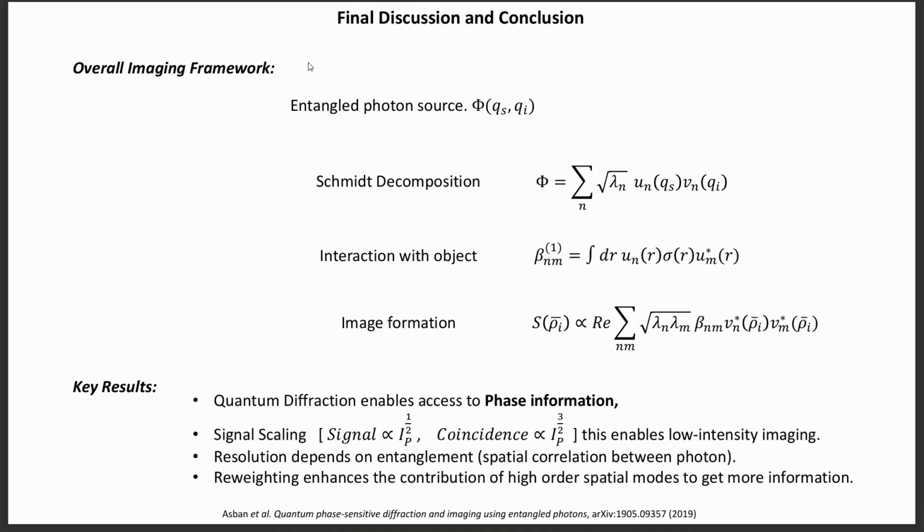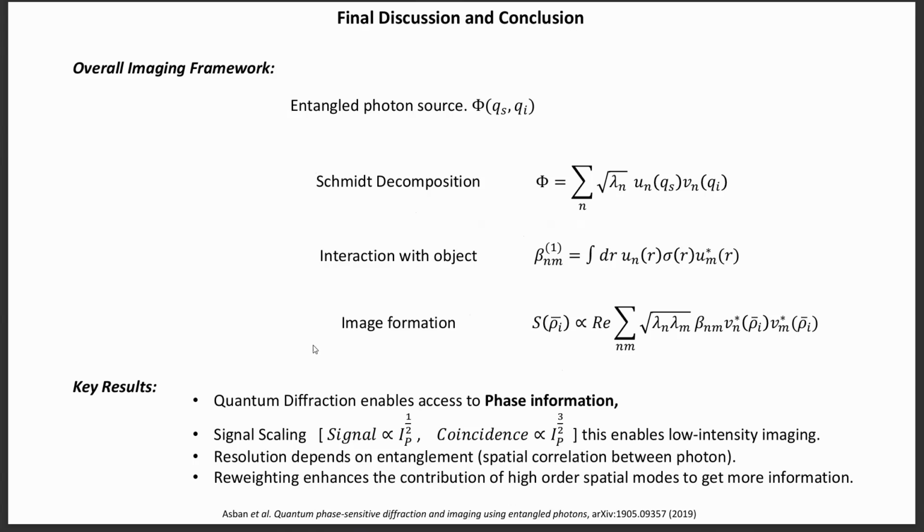Then the final discussion and conclusion. The overall imaging framework is in such a way that first we generate the entangled photon source. Then we get to know about the spectrum modes and how spectrum decomposition is done. This is the expression here. And then interaction with the object. This was the coupling or interaction parameter, we can say, the scattering parameter too. Then image formation. This was the parameter from which we form the image.